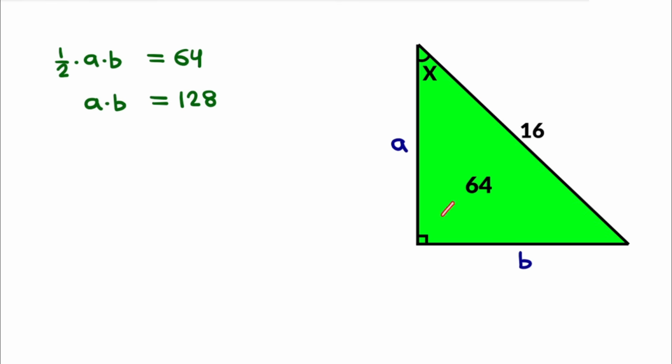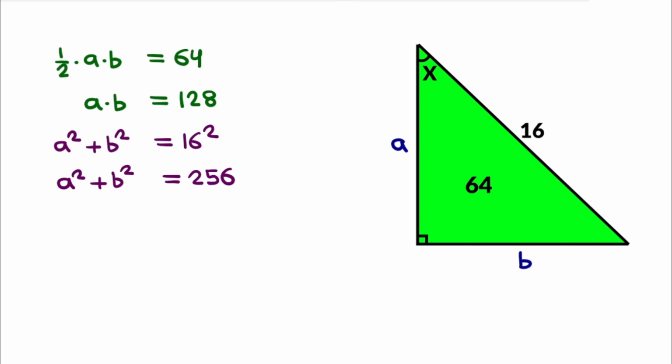Now let's use the fact that this is a right triangle. According to the Pythagorean theorem, A squared plus B squared equals 16 squared. And 16 squared is 256. So our second equation is A squared plus B squared equals 256.